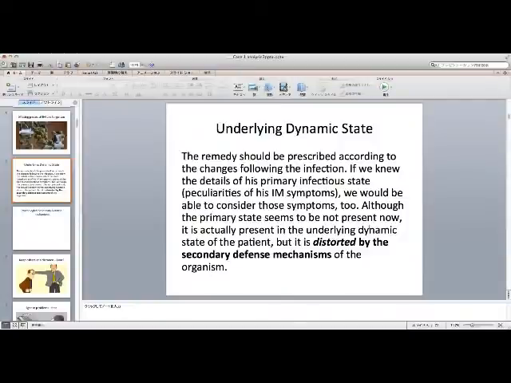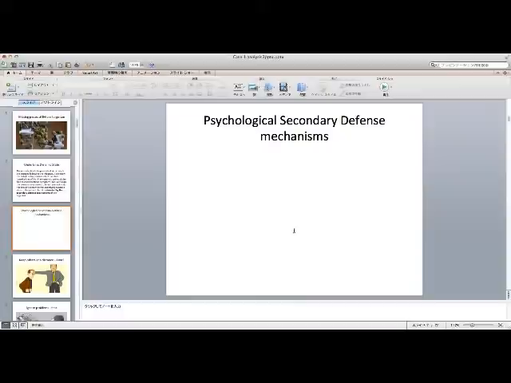And dynamic means that it can be changed. That means it can be cured. There's an underlying dynamic state, changeable state. Underlying means that it's not totally visible in the symptoms that are presented in this case.